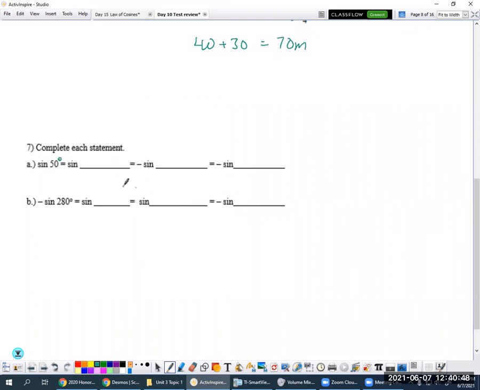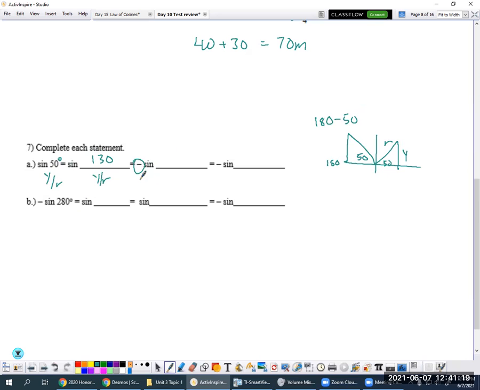Right, complete each statement. Got the degrees symbol. 50 degrees is in the first quadrant. It has a y and an r. So what else has that same y and r? Well, if I put 50 degrees, ooh, that's ugly, in the second quadrant, this angle in standard position, well, if this is 180 and I didn't go that last 50, this is 130.